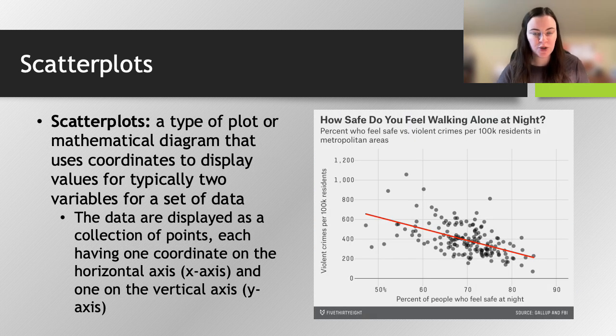Wrapping up our conversation with just a few more graphical representations is a scatter plot, which is a type of plot or mathematical diagram that uses coordinates to display values for typically two variables.